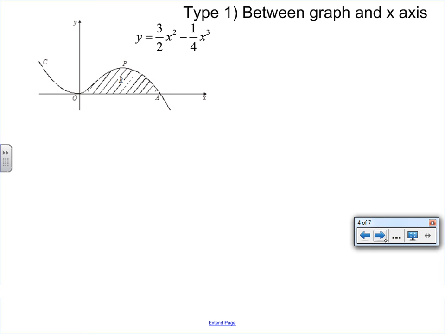Okay, let's do some more of these. So, where is our area going to start? It's going to start at 0 again.